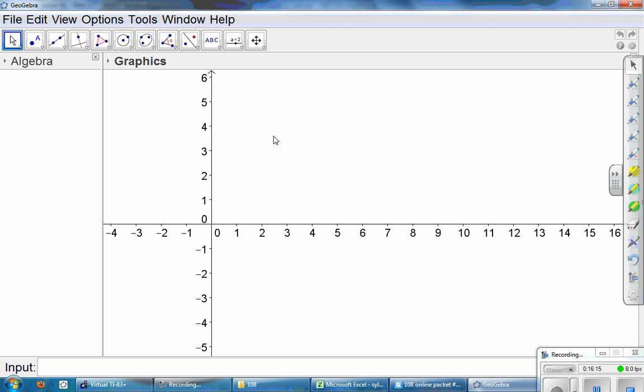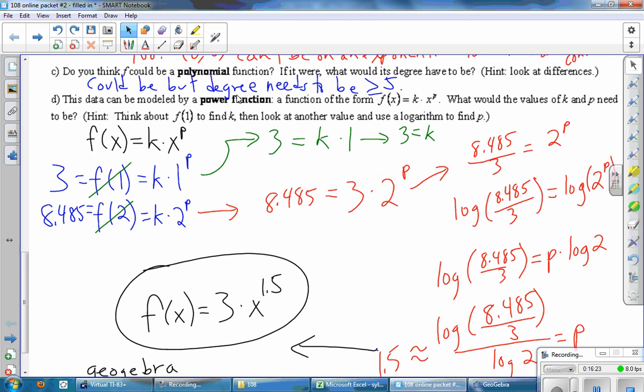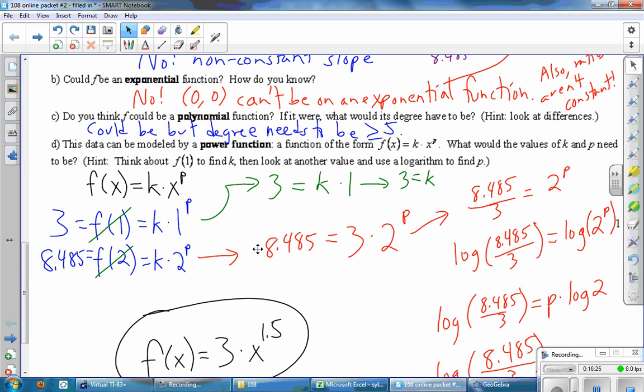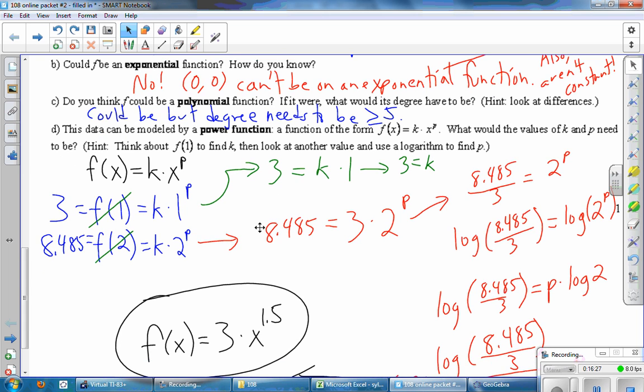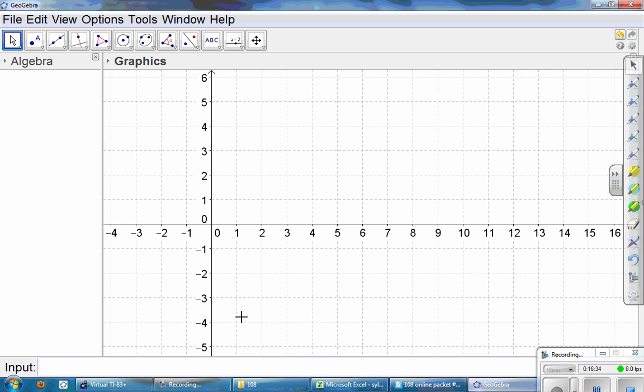Okay, so that's that. If I right click, one of the options here for me is grid, so that allows me to see the grid in the background. That's great. So what I'm going to do is plot 2 points. The 2 points that we picked were, what did we pick here? We picked the point 1, 3 and 2, 8.485. So let's plot those 2 points.